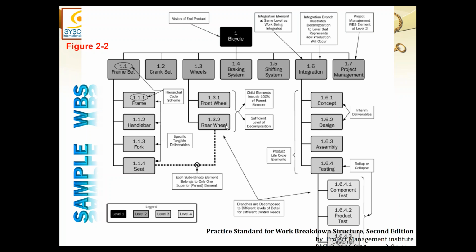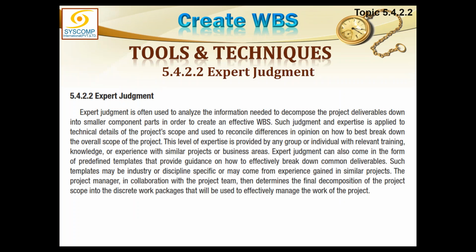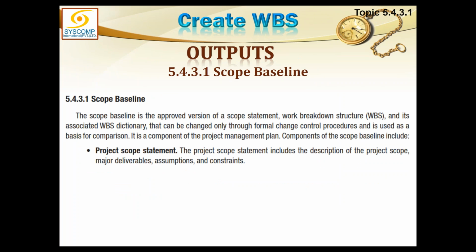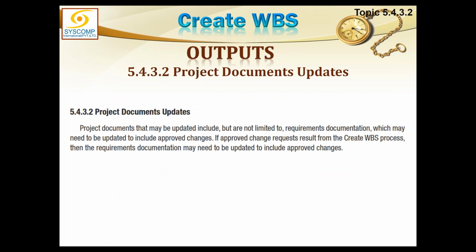Moreover, you cannot relate two items from two different streams or two different hierarchies. 1.1.4 cannot be connected to 1.3.2 because they have no relationship as such. This is not allowed. WBS can be shown like in MS Project or other places. It is shown as a tree. So this is a tree kind of format. Then you use expert judgment. The output is the scope baseline, which includes the scope statement, WBS and WBS dictionary, and outputs can be the project document update.